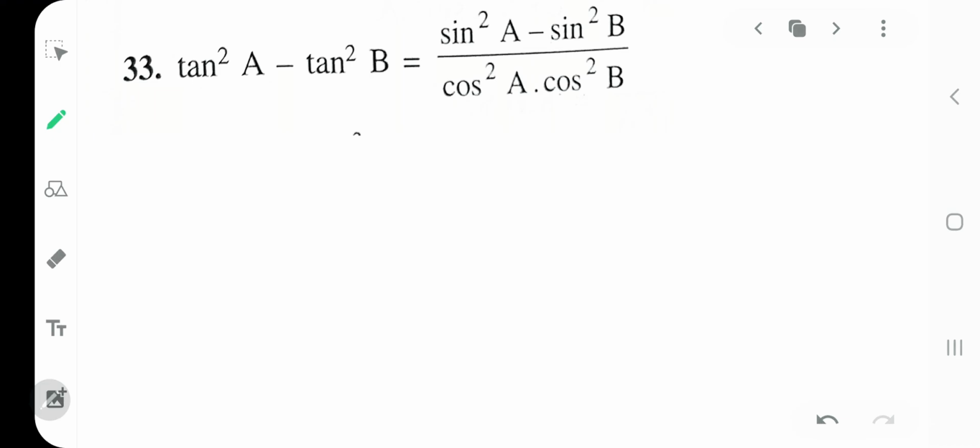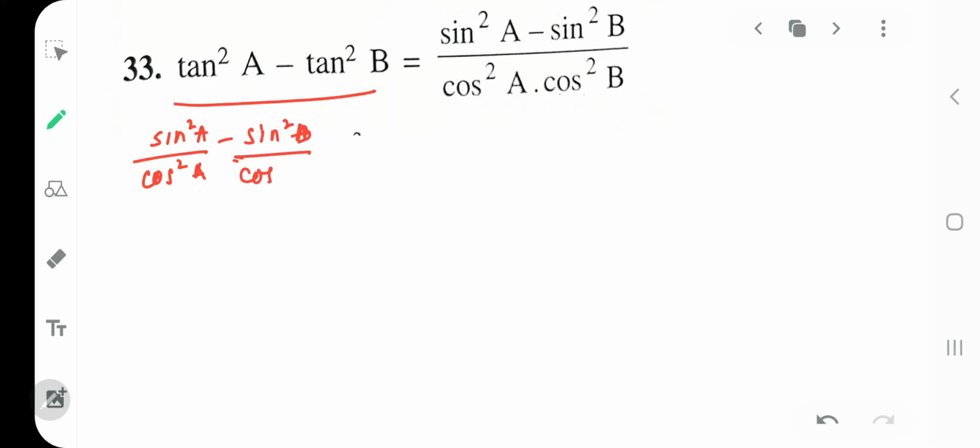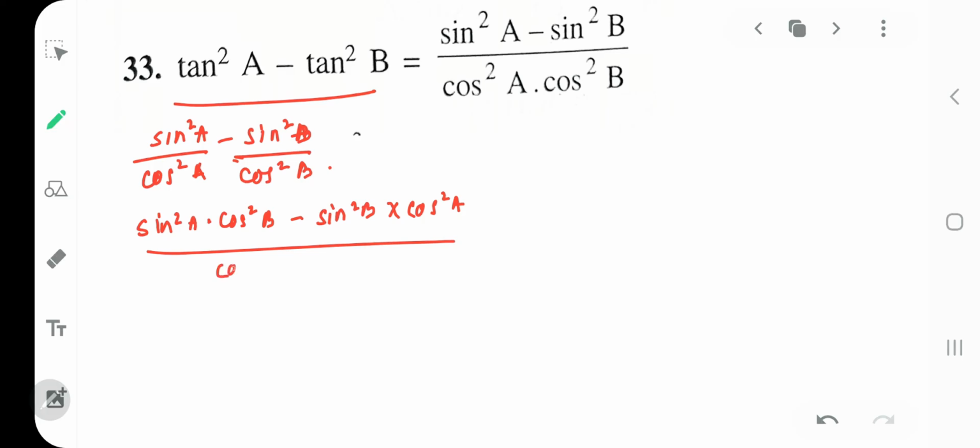Next you have problem number 33. I'll open your left hand side. For tan square A, I will write sin square A upon cos square A. For tan square B, I will write sin square B upon cos square B. You can take LCM now. So it will be sin square A into cos square B minus sin square B into cos square A. Down you will have cos square A into cos square B.